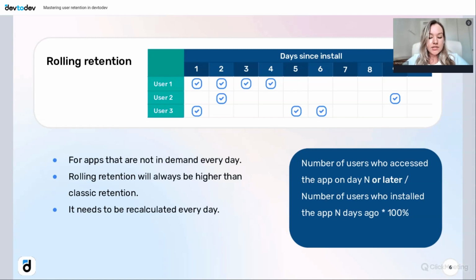And the retention for the day 8 would be 33%, as on the day 9, one user opened the app. And based on this, rolling retention will always be higher than classic retention. And another thing is that it needs to be recalculated every day, which can be quite hard. And in conclusion, rolling retention tells us how many users we haven't lost yet. Just because they didn't use the app today doesn't mean that they left the product for good. And yeah, we move next.